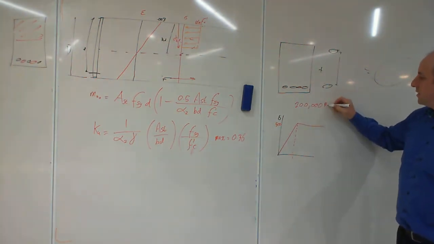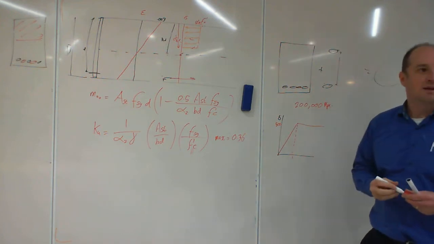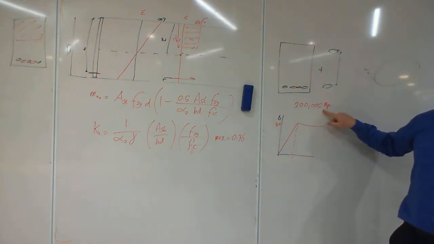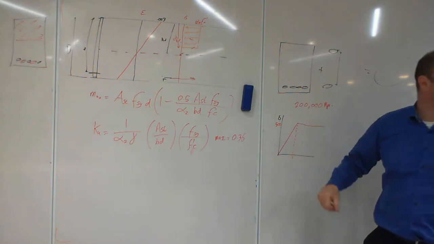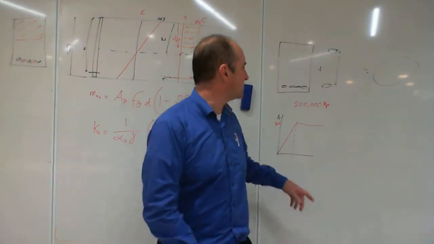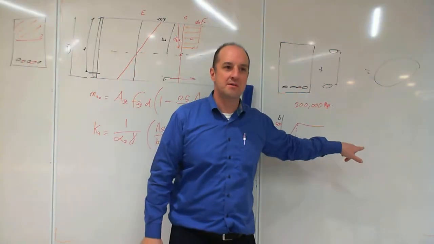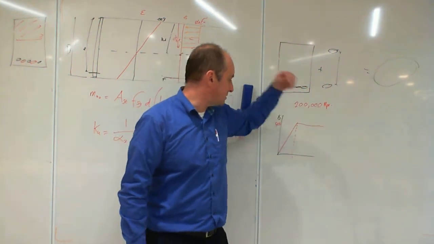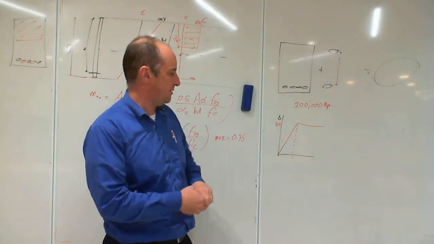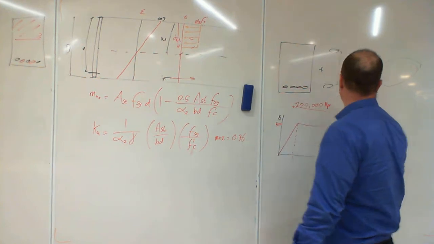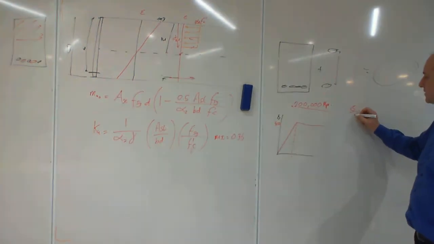200,000 megapascals. Same units of stress. Modulus of elasticity of steel is 200,000. Okay? Aluminium's got its own number. All different materials have their own number. So elasticity, that number is the stress over the strain.